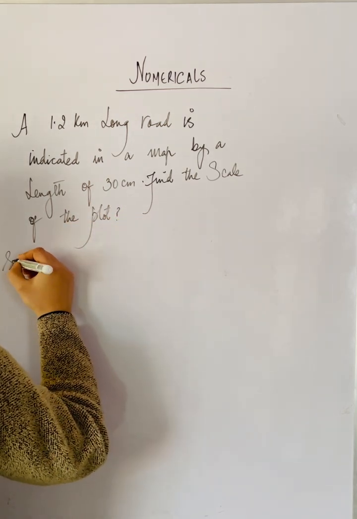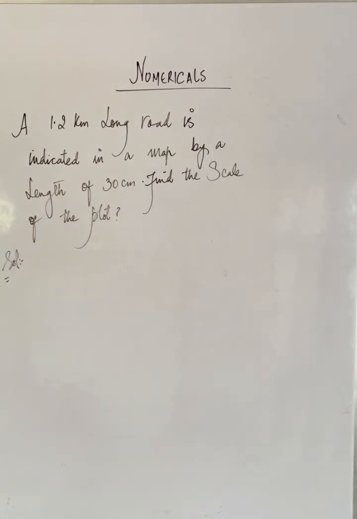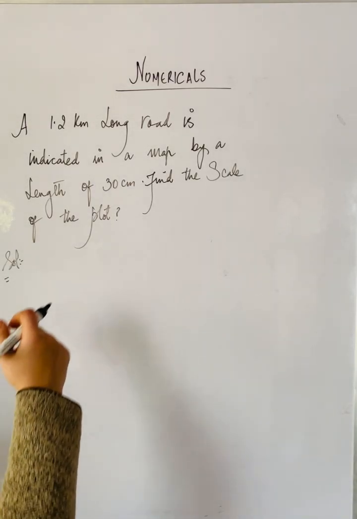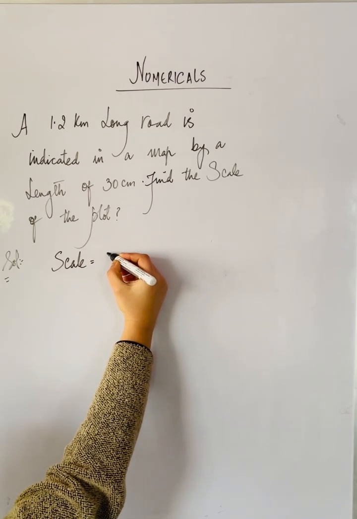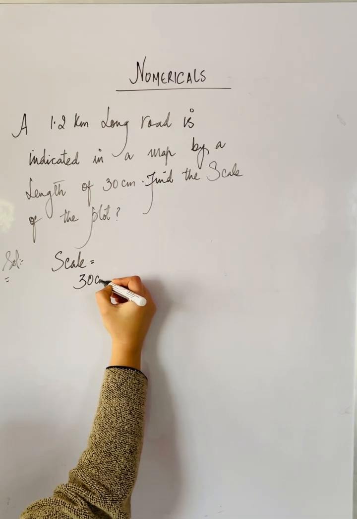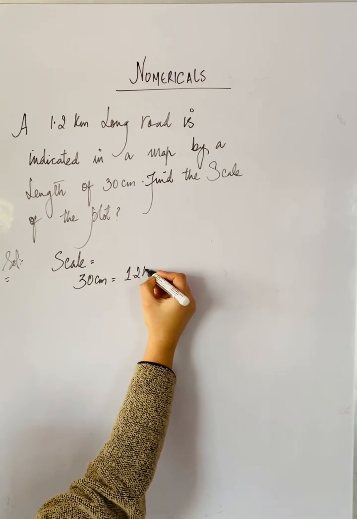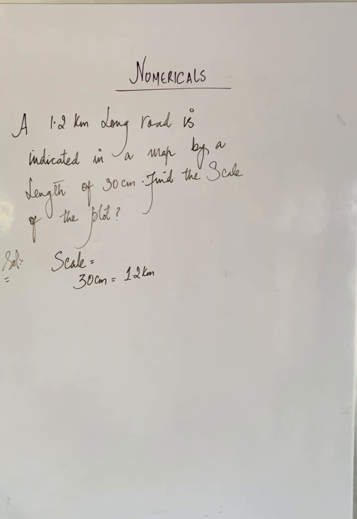So let's solve it. What is the question? Question is, a 1.2 kilometer long road is indicated in a map by a length of 30 centimeters. We have to find the scale of the plot. So what is the scale given? That is 30 centimeter, right? A 1.2 kilometer long road is represented by 30 centimeters on the plan, right? That means 30 centimeters represents 1.2 kilometer length on the ground.